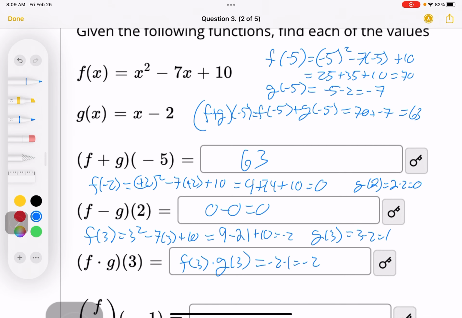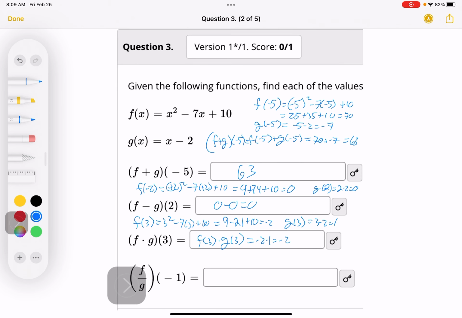Okay. Can't get this to go. Okay, let's do this last one.